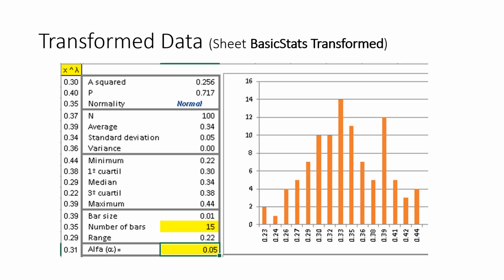We will now check if this transformed data indeed follows a normal distribution in sheet Basic Stats Transformed. Checking the normality of this transformed data, we obtain a p-value of 0.717, which confirms that this data is now normal, p greater than 0.05.